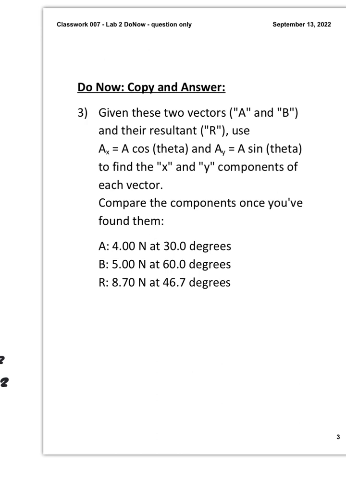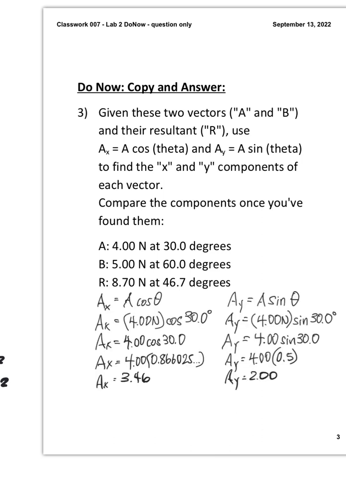Okay, so number 3, I have two vectors a and b and their resultant, and it says use ax equals a cos theta and ay equals a sine theta to find the x and y components of each vector, then compare. So I'll write out the work for a, and then I'll just write the answers for b and for r. So there's the work for the two components for a. I get 3.46 and 2 for x and y respectively.